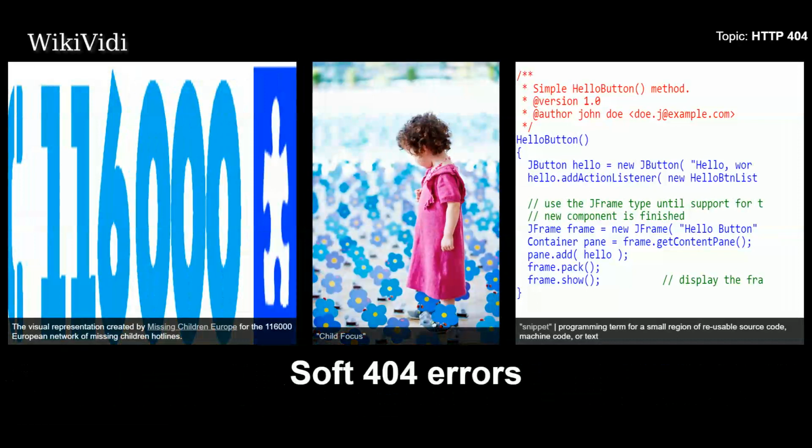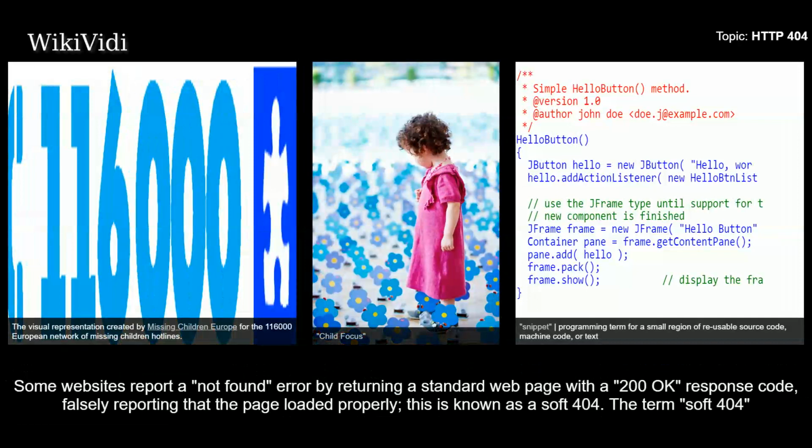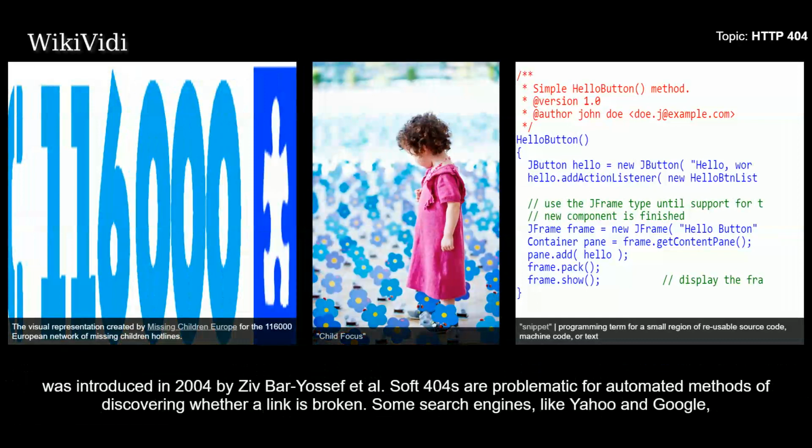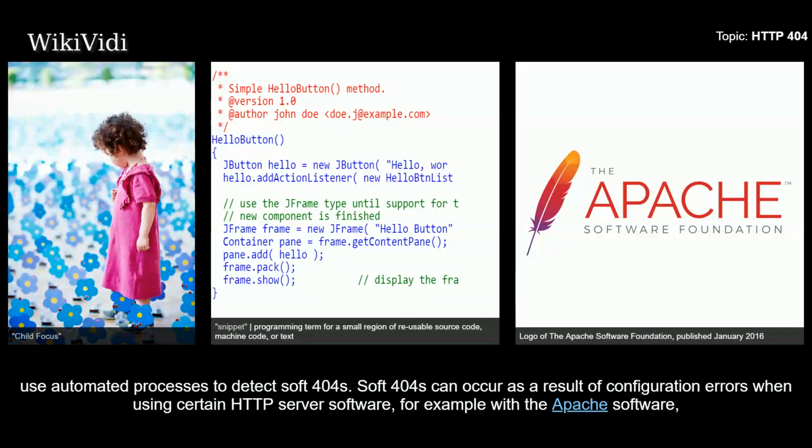Soft 404 errors. Some websites report a "not found" error by returning a standard web page with a 200 OK response code, falsely reporting that the page loaded properly. This is known as a soft 404. The term soft 404 was introduced in 2004 by Zivbar Yosef et al. Soft 404s are problematic for automated methods of discovering whether a link is broken. Some search engines, like Yahoo and Google, use automated processes to detect soft 404s.